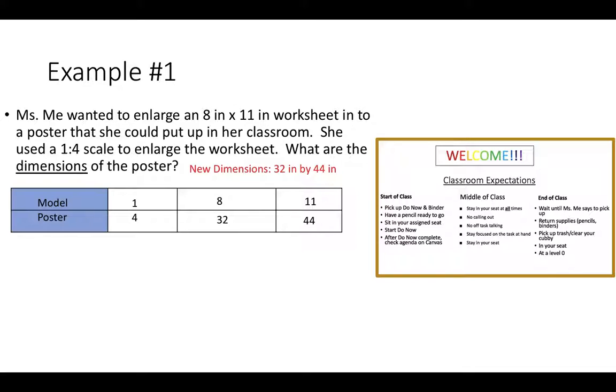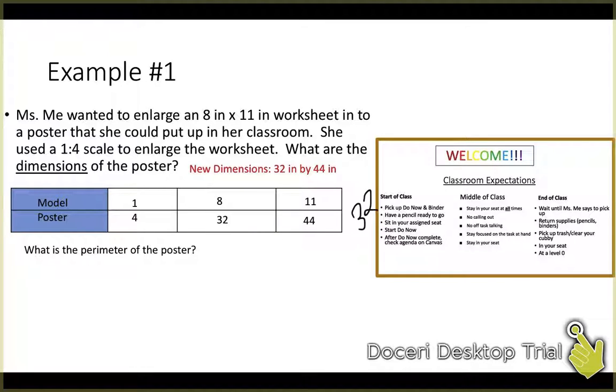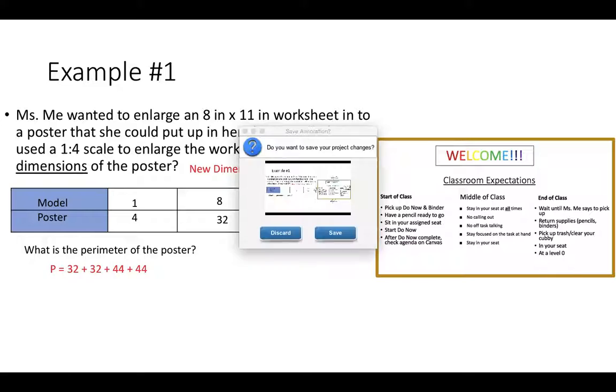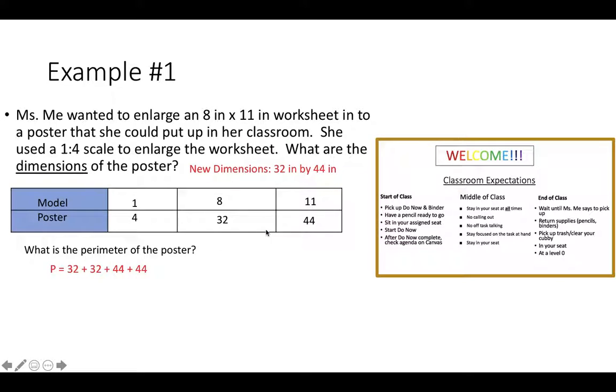Well, in order to do that, I'm just going to find the perimeter of the poster. To find the perimeter of the poster, I have to add each side up. So I'd have to add 32 and 32 and 44 and 44. I'm just going to add all those together, and I get 152 inches. So I need 152 inches of tape to put up my poster in the room.